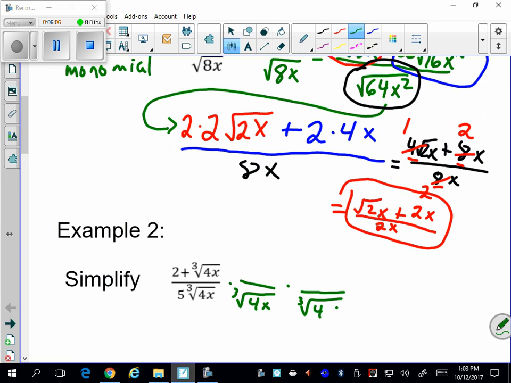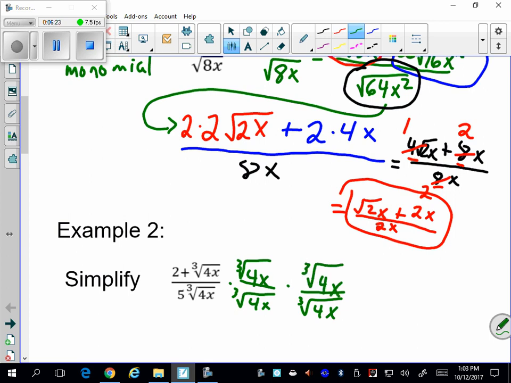So there's 3 cube roots of 4x in the denominator. Because it's a cube root, you're going to multiply by 3 of them, or 3 together total. And what that does is that will get rid of the cube root. Alright, let's multiply this out.